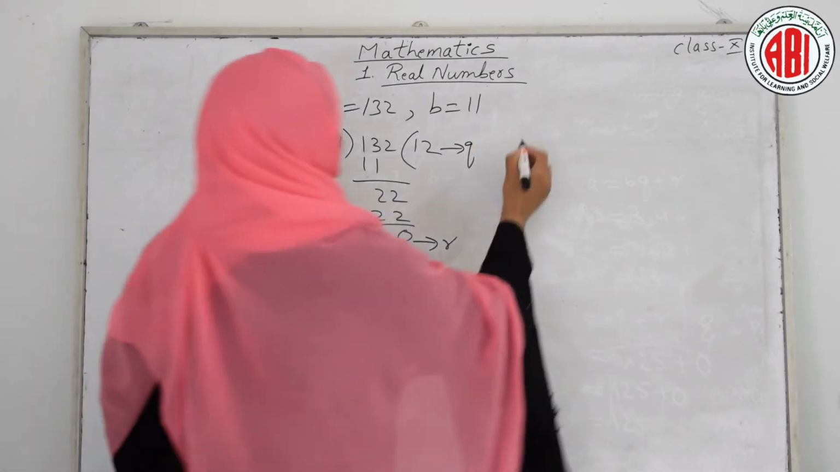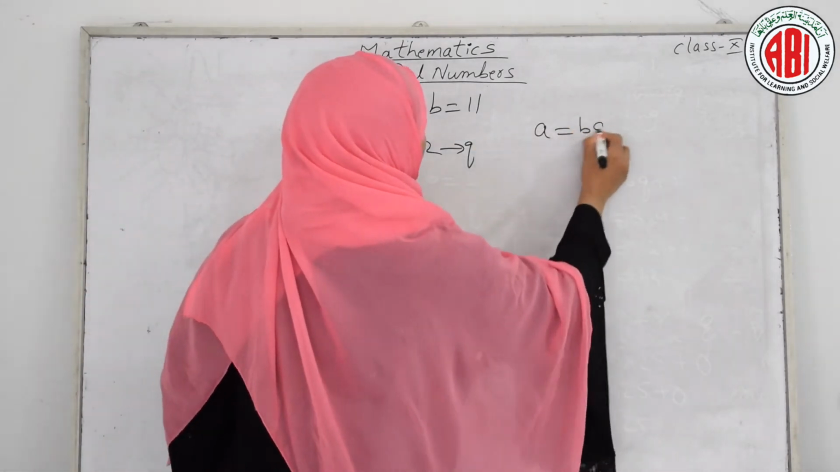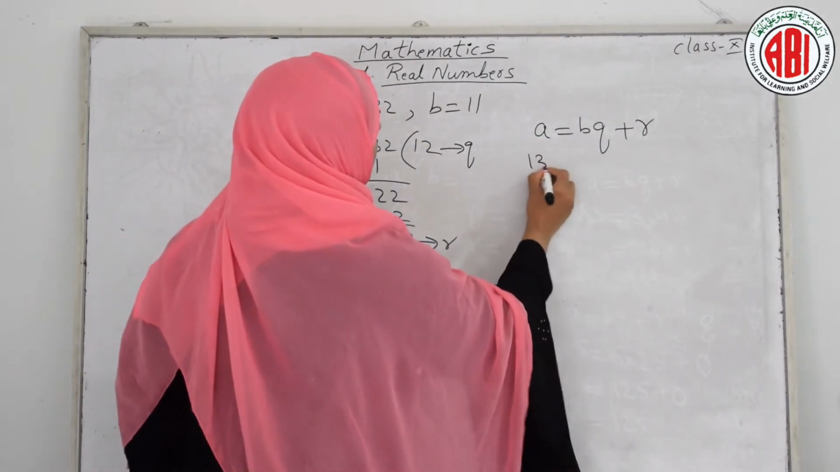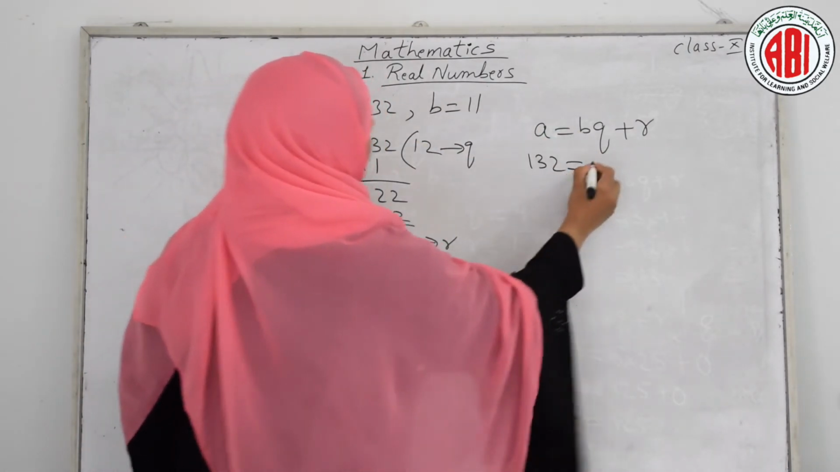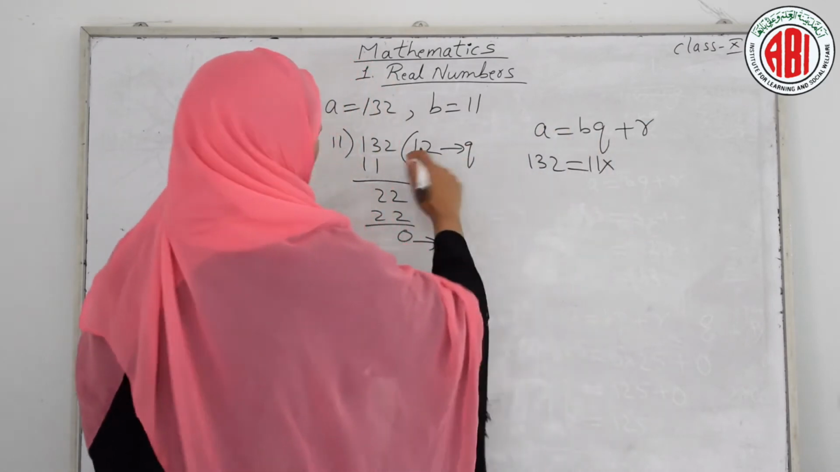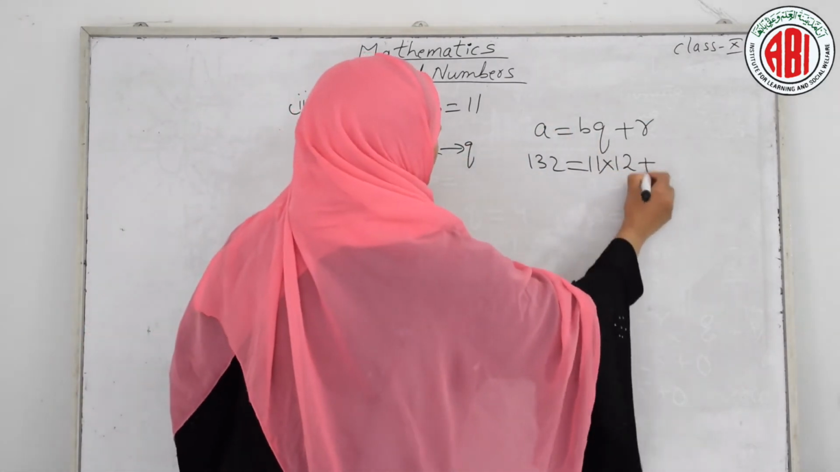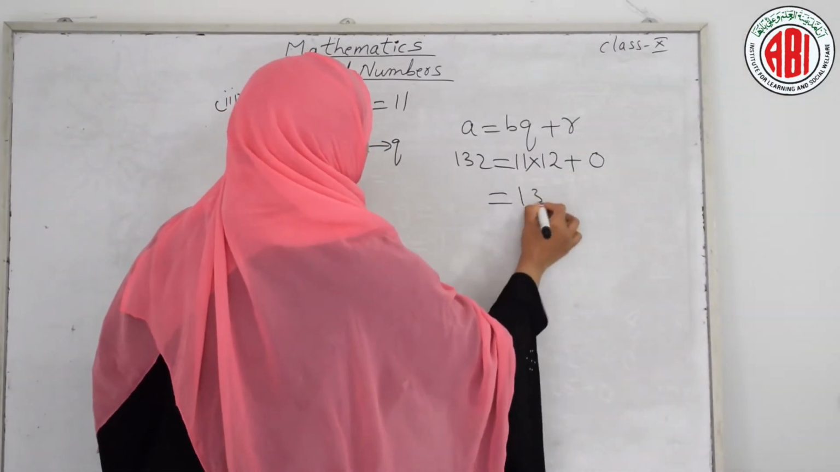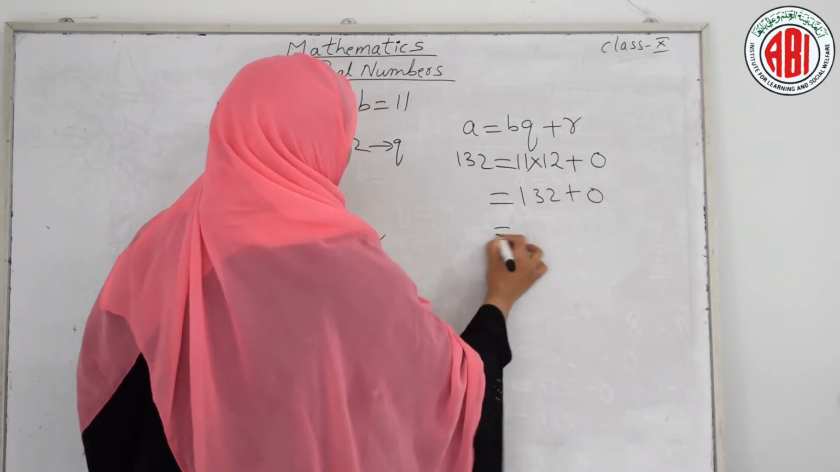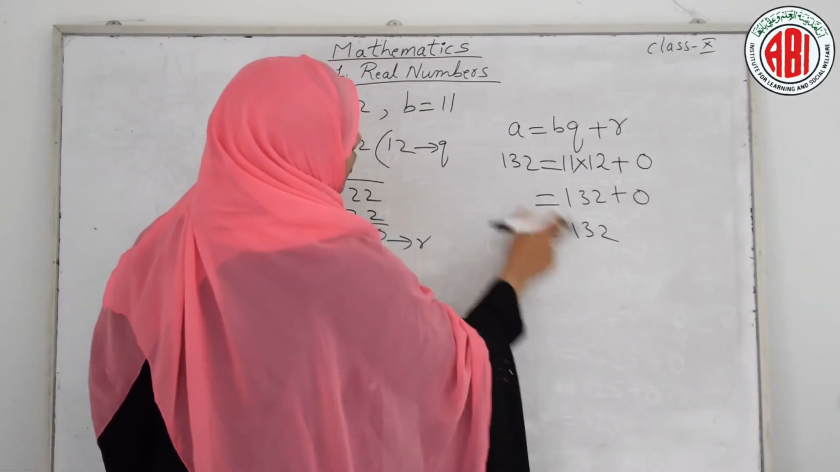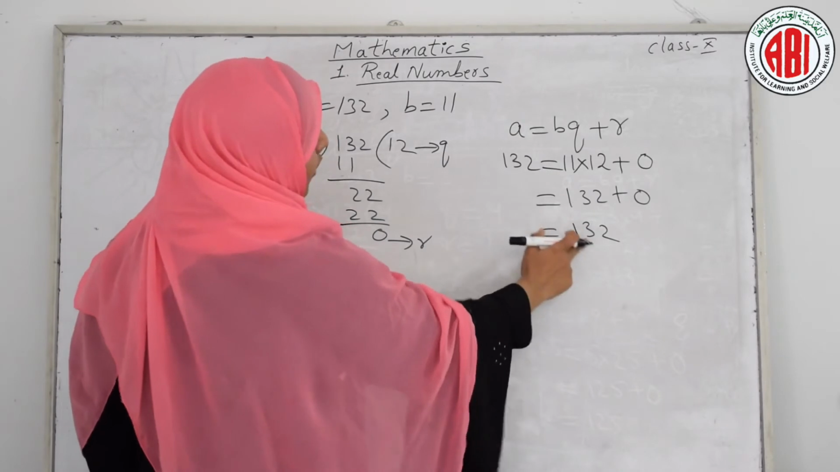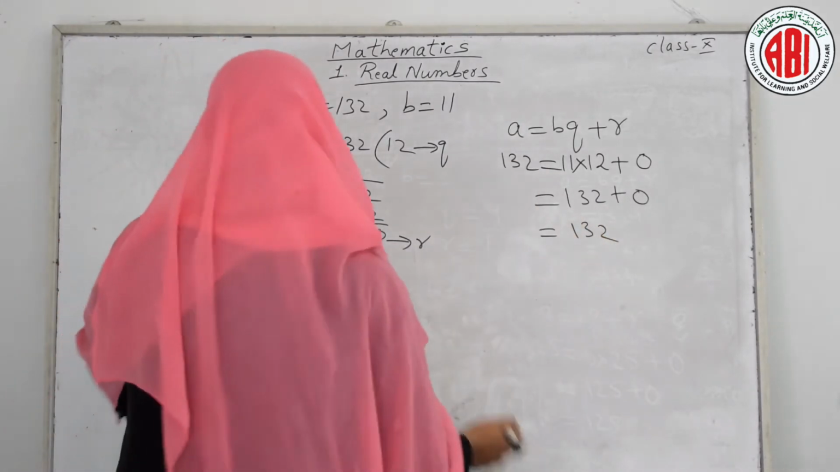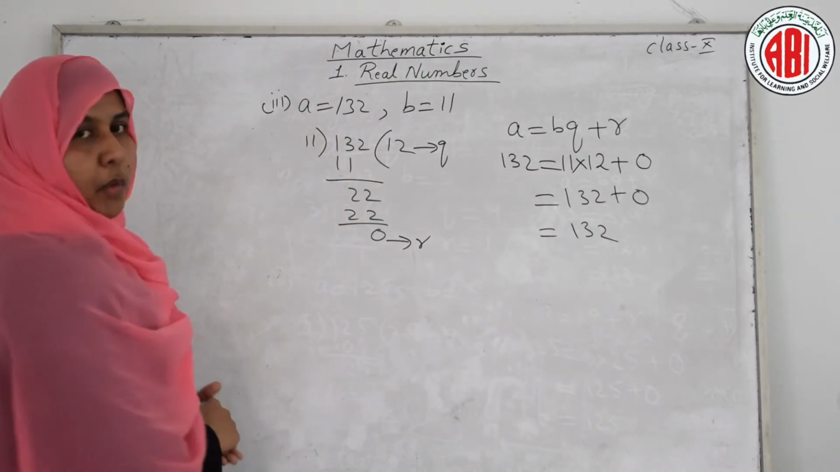Again we have to verify for it. We have to satisfy A equals BQ plus R. We have A 132 is equal to B, we have 11, into Q we have 12 quotient, plus R. R is the remainder, 0 we are getting. 11 into 12 is 132. 132 plus 0 we are getting 132. That means these two equations are getting satisfied. Here we are getting the same answer. Left hand side 132, right hand side also 132. So these are the problems of divisions.